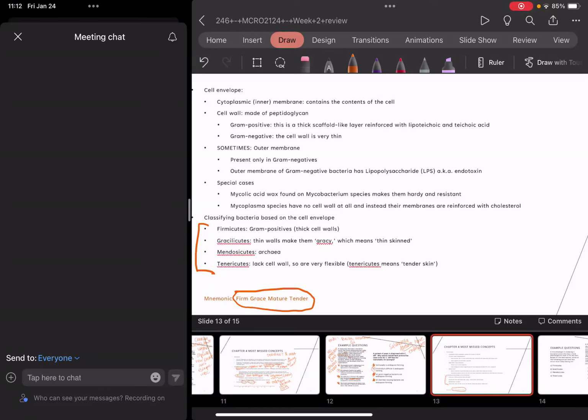Firm, thick cell wall. Gracie means thin skinned, so they have a thin cell wall. Mature, long, older, archaic, archaea, and then tender, tenere, which actually kind of means tender skin in Latin. So that's how we would be categorizing our prokaryotes based on their cell envelopes.